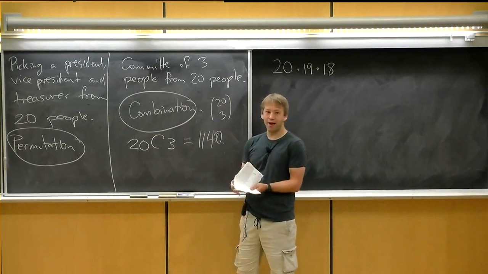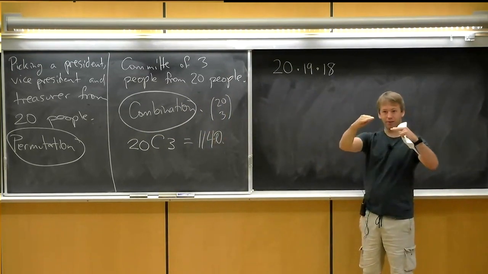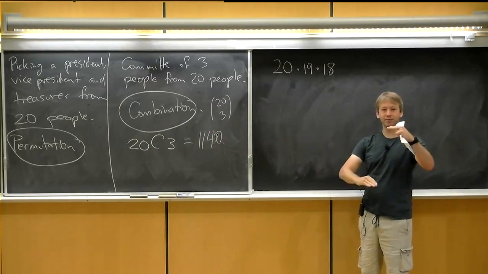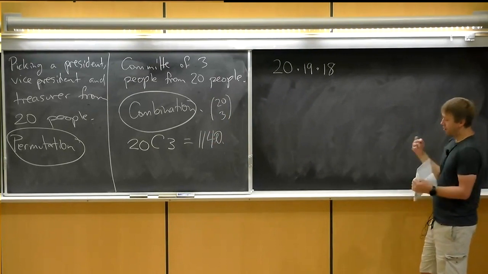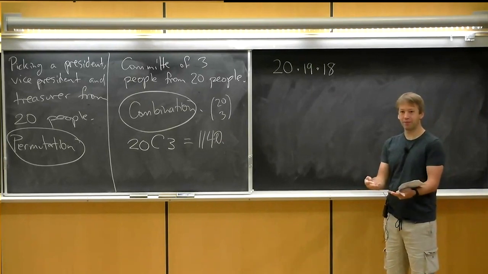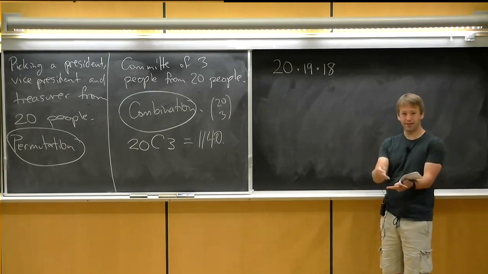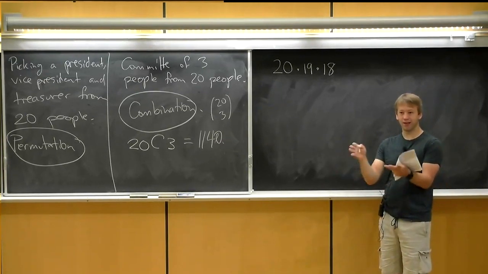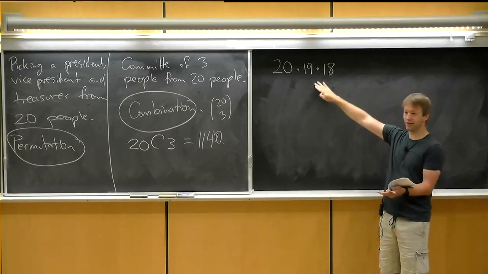So here we've got a distinction between these 3 people, that one's the president, one's the vice president, one's the treasurer. Now imagine we remove that distinction and we just view them as 3 people in a committee. Well, let's say your committee is Alice, Bob, and Fred. Each possible committee got counted 6 times when I did this, 6 being 3 factorial.